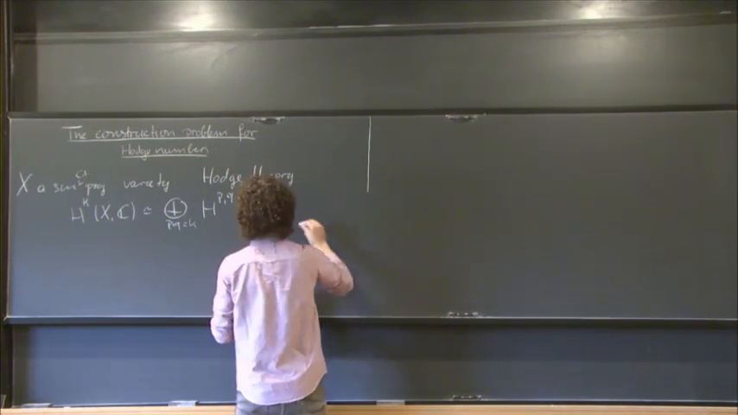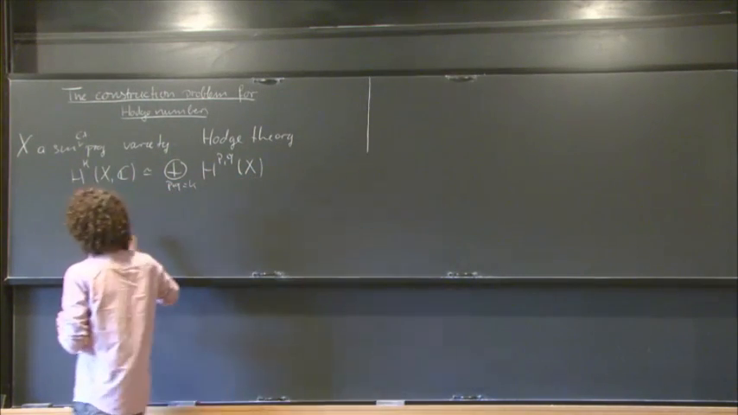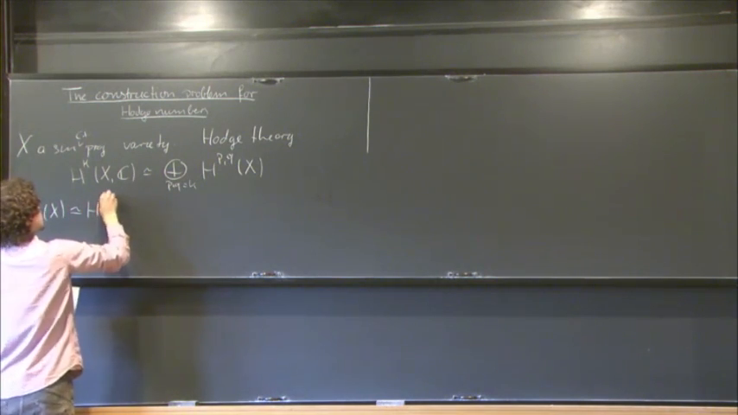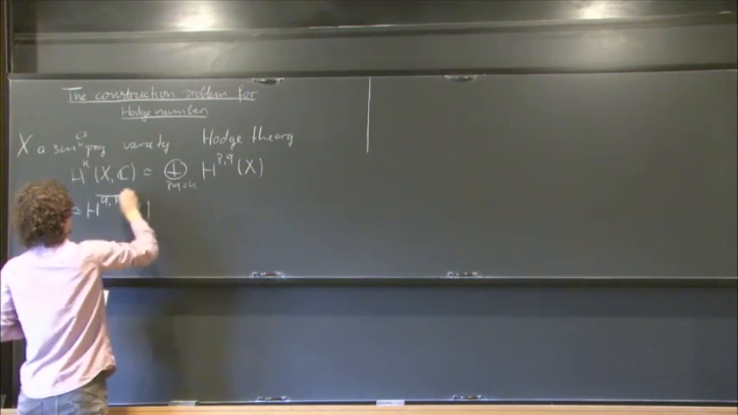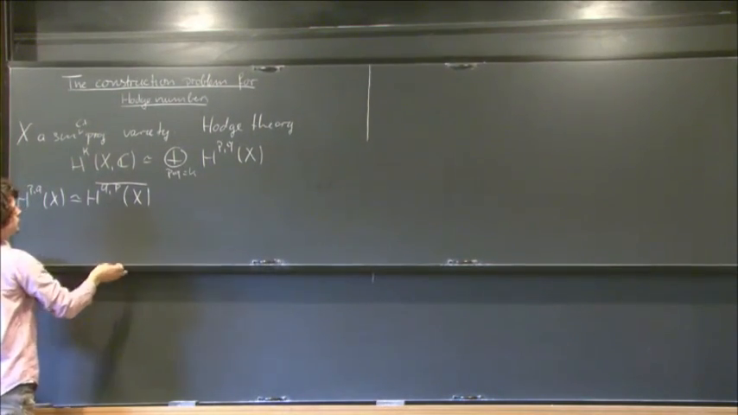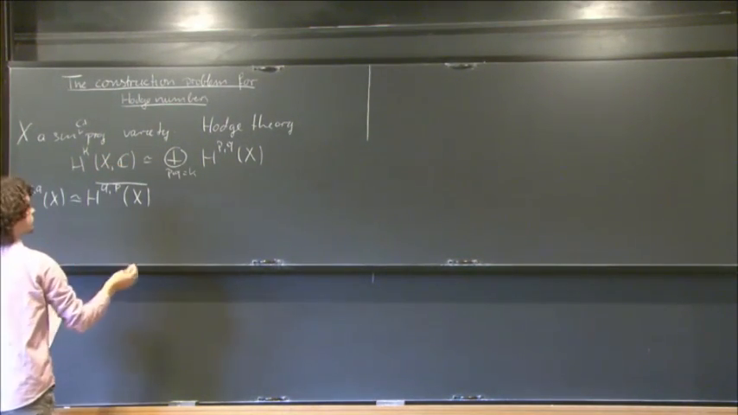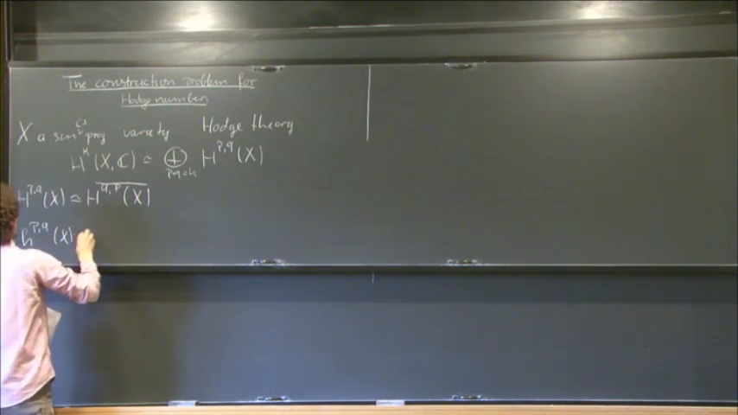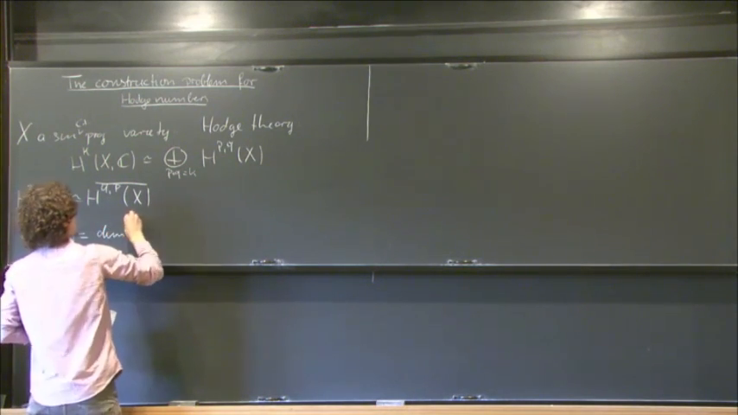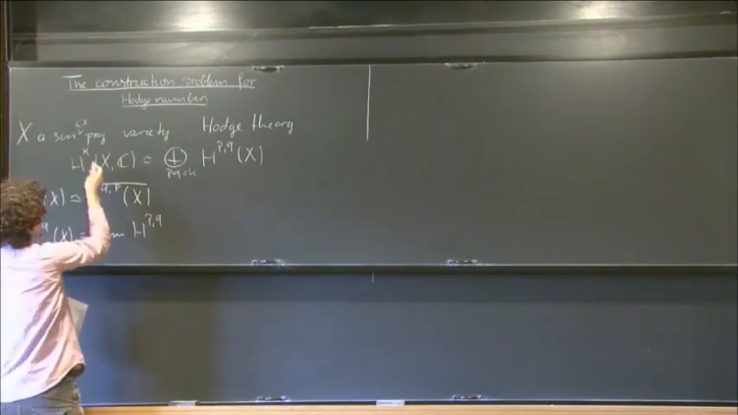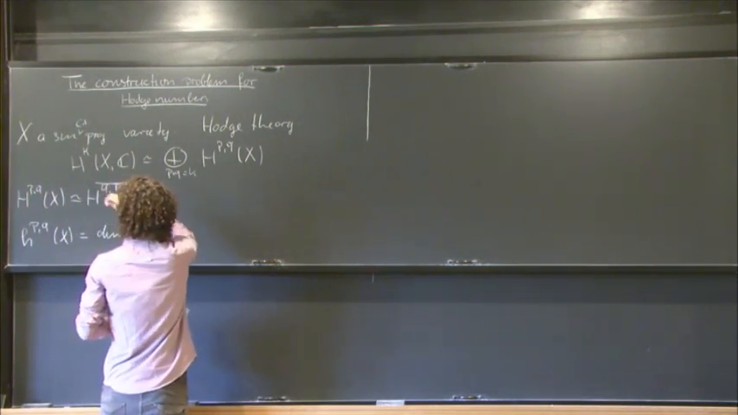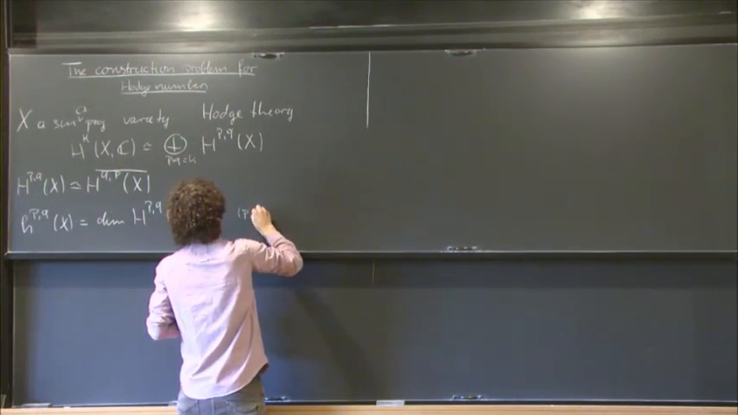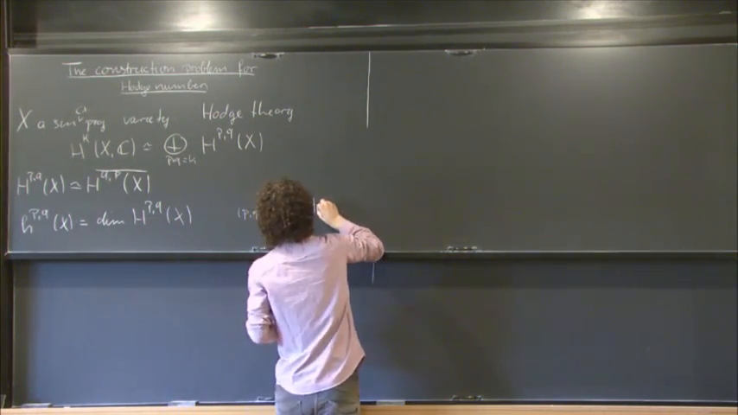Well, and H^{p,q} is the conjugate of H^{q,p}, where conjugation acts on C here. So one defines the (p,q)-th Hodge number as the dimension of H^{p,q}, and that's a refinement of the k-th Betti number. So the sum of these Hodge numbers would give the k-th Betti number of X. That's the (p,q)-th Hodge number.